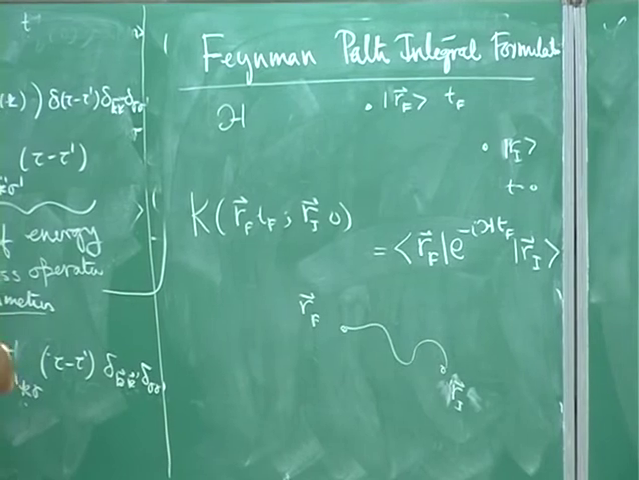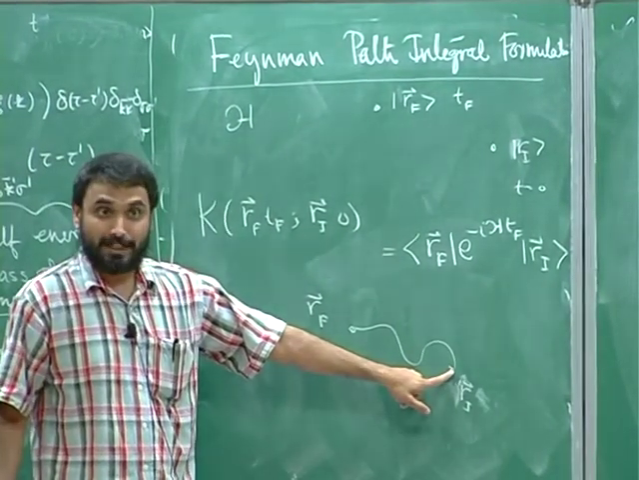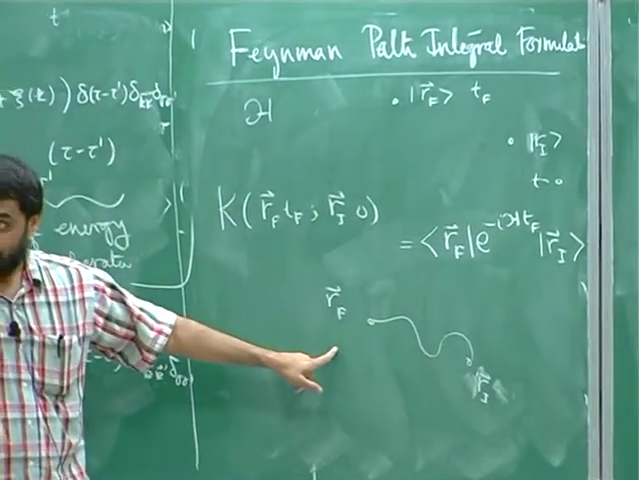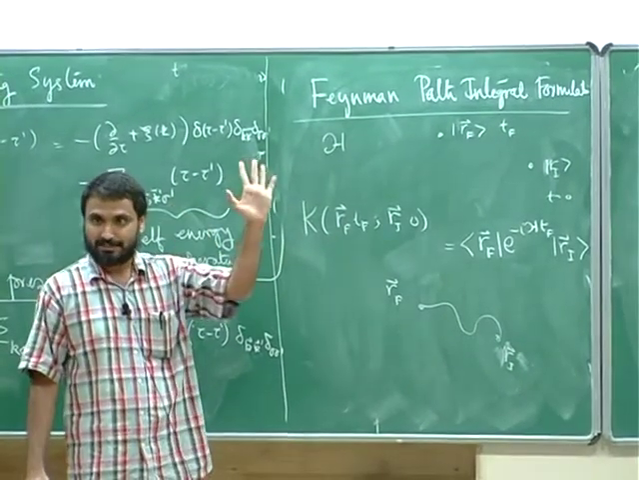It will follow some path. The only condition on that path is that the position of the particle at time t equal to 0 is Ri, and the position of the particle at time t equal to Tf is Rf. That's it. Nothing else. Okay?